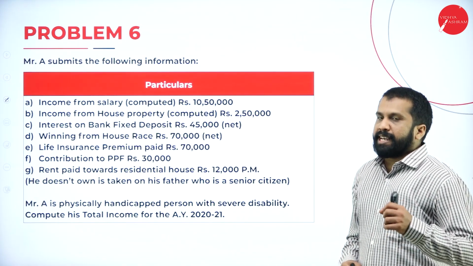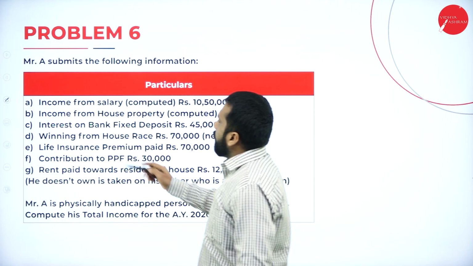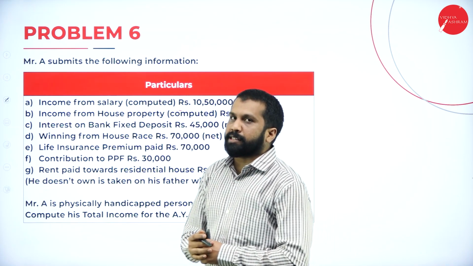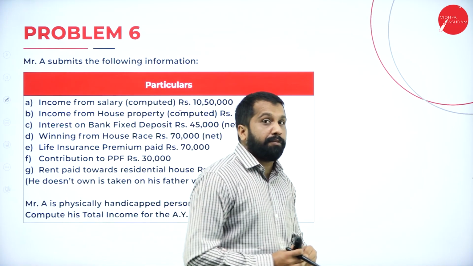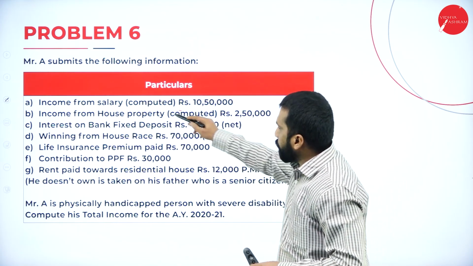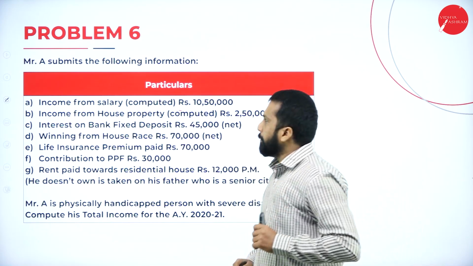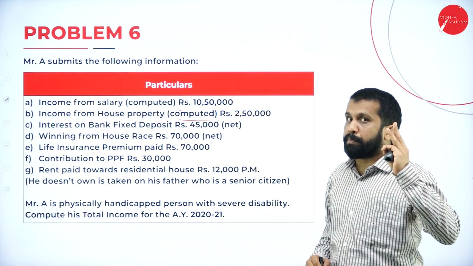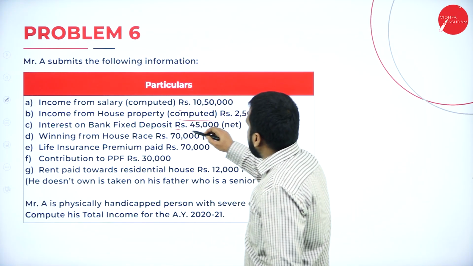So problem number 6. Under problem number 6, A submits the following information. Under this, income from salary computed. Computed means what? From salary, normally we are supposed to minus 50,000 as a standard deduction. But computed word is there means already they have deducted. Don't deduct again. Now, income from house property computed. 30% standard deduction for house property if it is not computed. Remember.